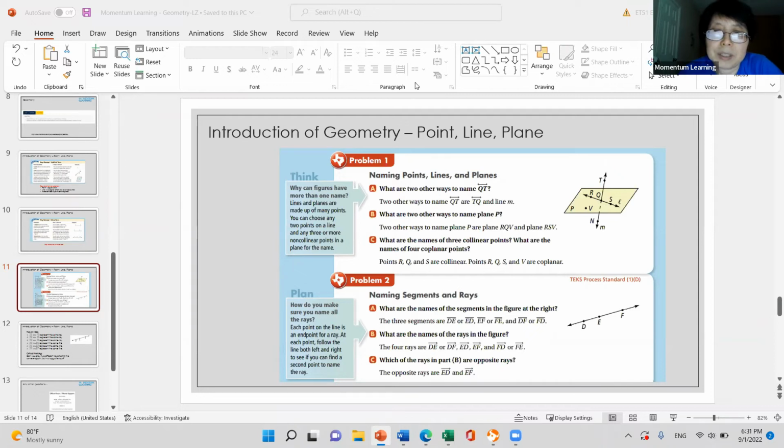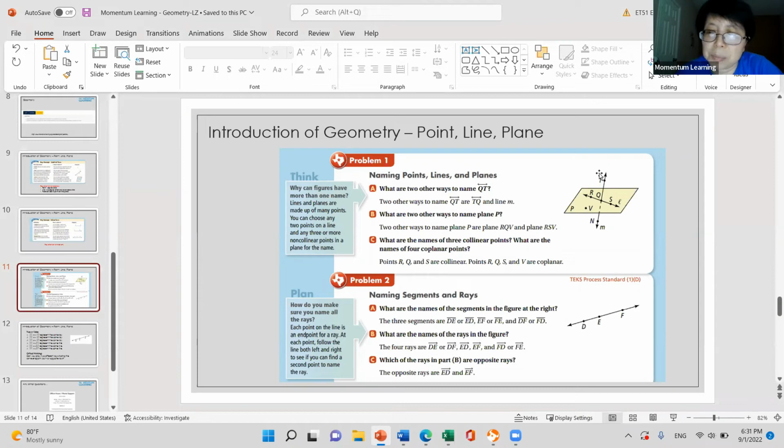All right. Any other 3 points also collinear? Collinear means they're on the same line. Okay, they're on the same line. Very good. You can see that T, Q, and they're on the same line, right? So they are collinear. If they're on the same plane, we call them coplanar.